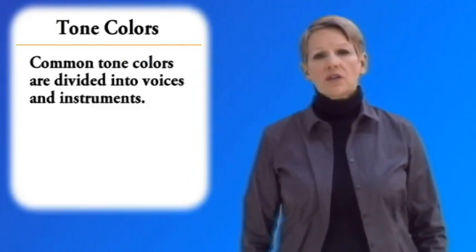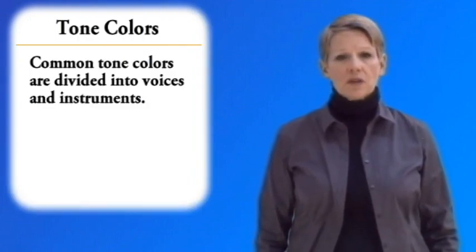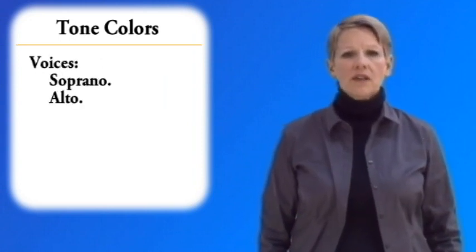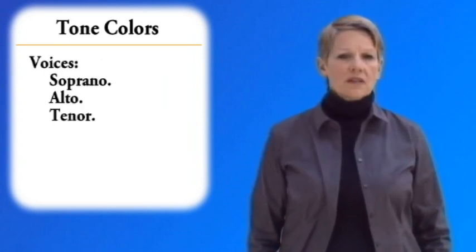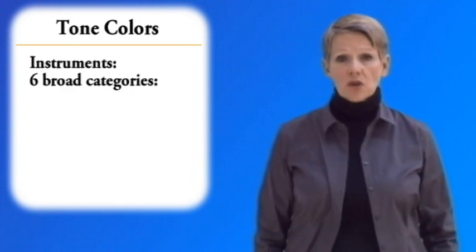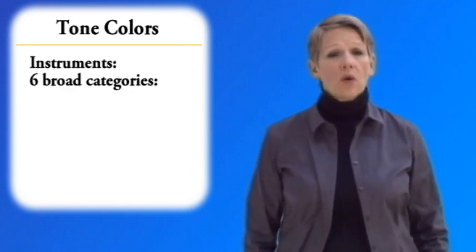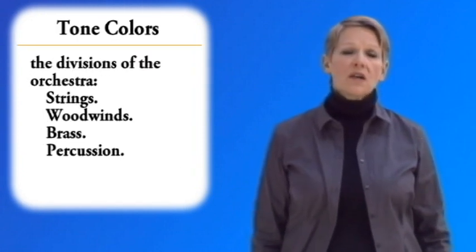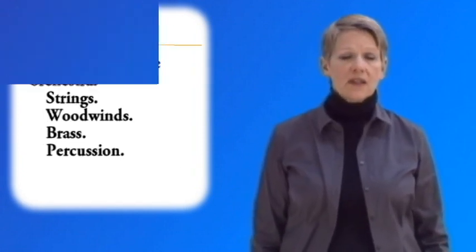Common tone colors are divided into voices and instruments. For voices, we have soprano, alto, tenor, and bass. For instruments, there are 6 broad categories of instruments, but I will want you to know the divisions of the orchestra: strings, woodwinds, brass, and percussion. Let's start with the string division.